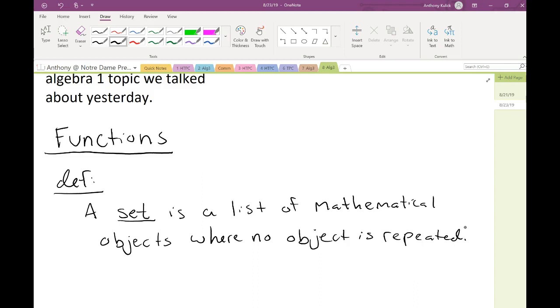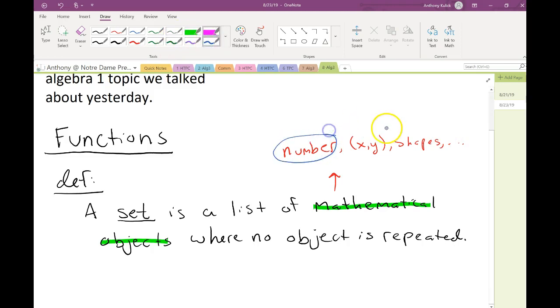Anyway, so we say a set is a list of mathematical objects where none of those objects are repeated. When we say mathematical object, we mean things like a number, an ordered pair. You could have shapes, etc. In this course, primarily if we're talking about sets, we're going to be talking about sets of numbers or sets of ordered pairs. But a mathematical object's a pretty vague statement. It could include a lot of different things.